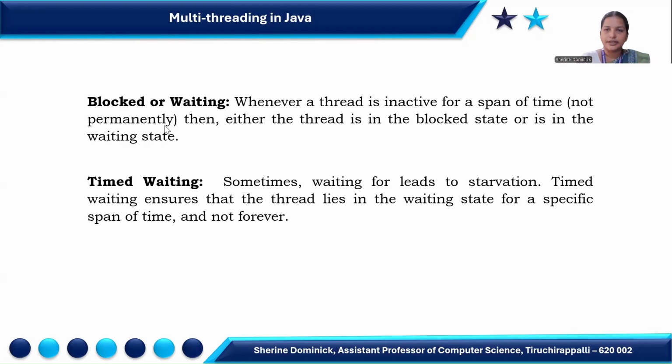Now, when we say a thread is blocked, it means a thread is suspended. A thread being suspended means it is temporarily inactive, or it moves to a state where it can be removed, or it may have to wait endlessly until the user brings it back into execution.